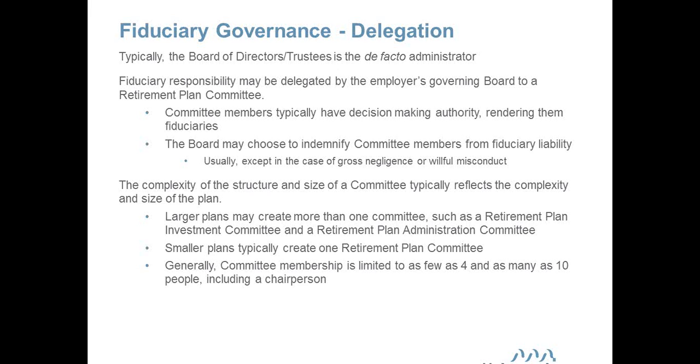From that point on, again, the board of directors have bigger, 50,000-foot issues to deal with. They're not going to specifically meet to discuss the retirement plan. So what they typically do is delegate their duties to a retirement plan committee. The committee members usually have decision-making authority, which is going to render them a fiduciary.